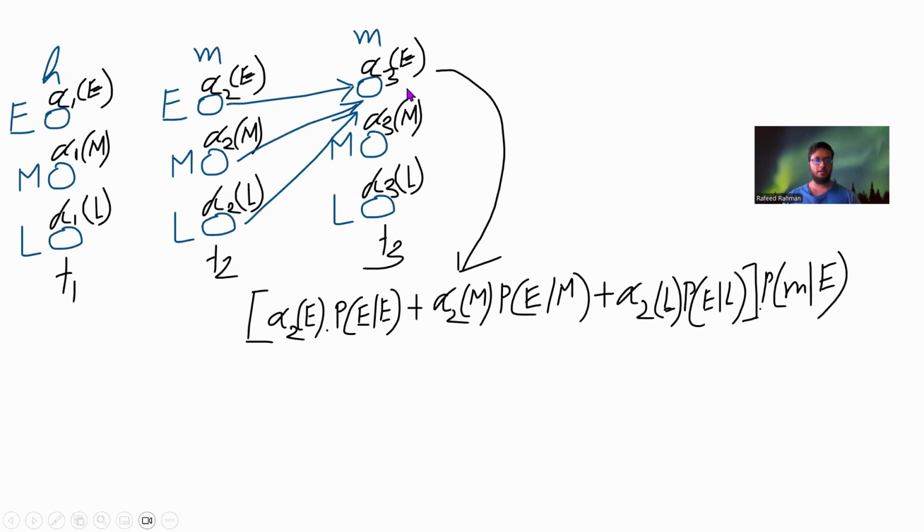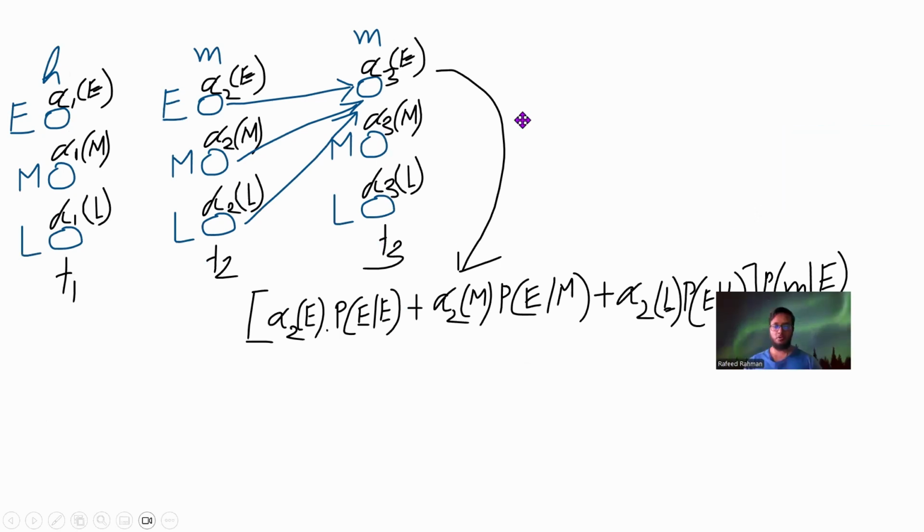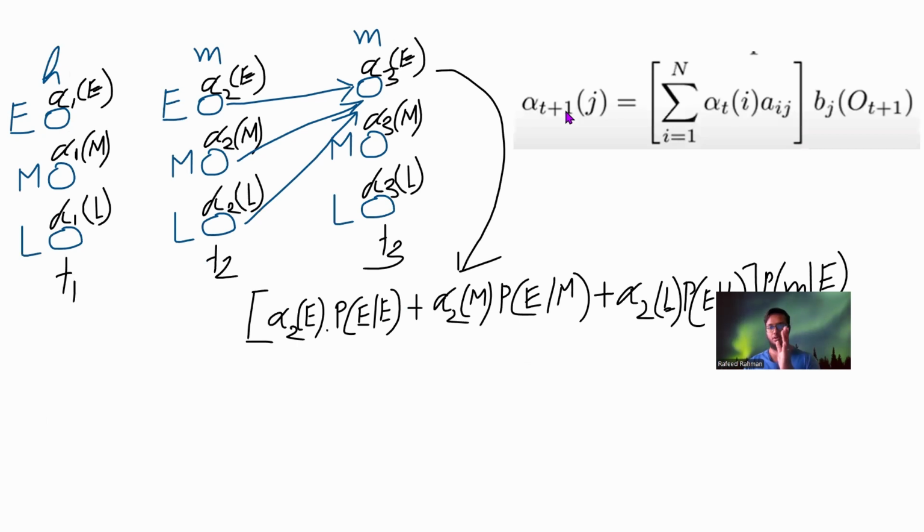And alpha 3, you can guess, is the same thing. We have to take into consideration the alpha 2s, the transition probabilities, and the observation M. That is exactly what we are doing right here. So we can, in the similar fashion, get the alpha 3s in T3. So the moral of the story is, if we want to calculate alpha t plus 1 in a particular future, we have to take into consideration the alpha t's from the previous time step, the transition probabilities. We have to add those multiplications up and multiply with the observation probability.